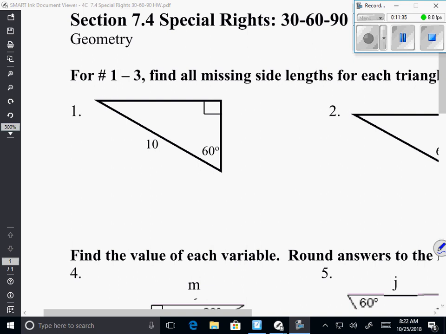But we need to label short leg, long leg, hypotenuse. Which one is the hypotenuse? 10, the one with the length of 10. Which one is going to be the long leg? It looks like the top, the leg. So this is the long leg. It's opposite to 60. So that means this has to be the short leg. It was opposite to 30.